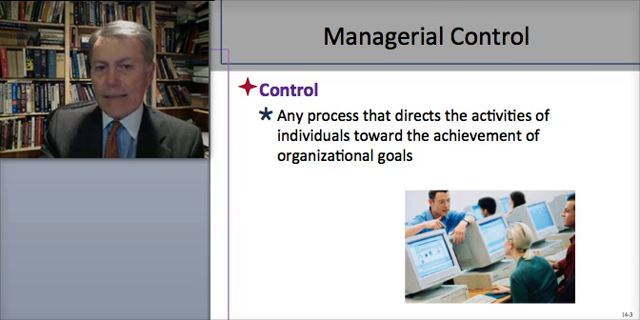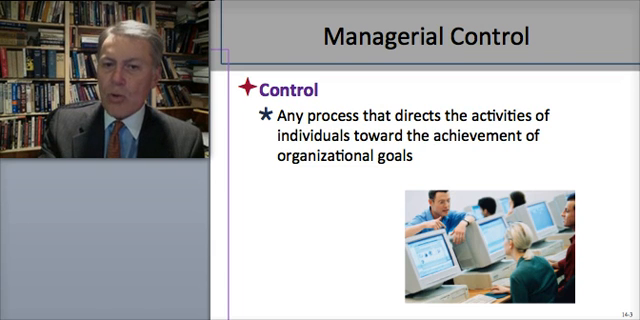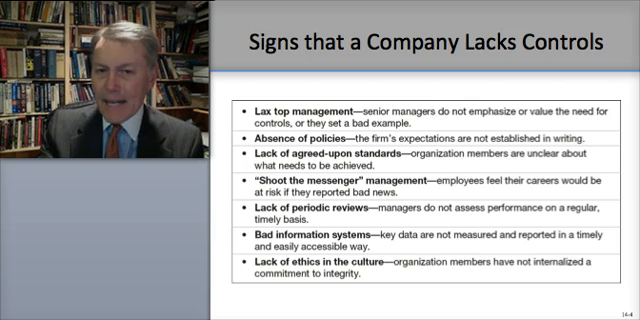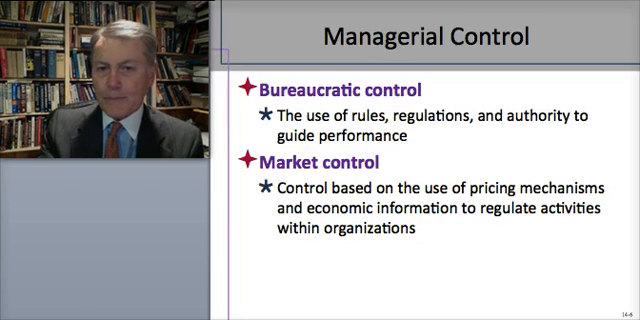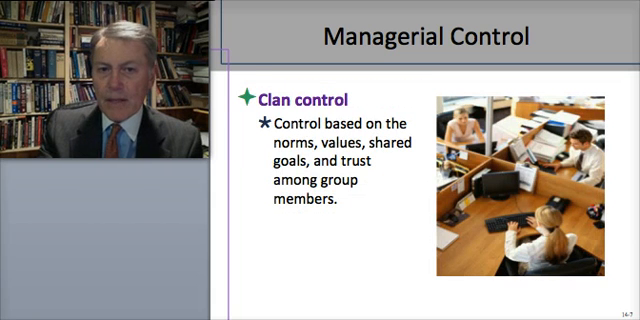Managerial control is any process that directs the activities of individuals toward the achievement of organizational goals. Signs that a company lacks controls. Let's look at the control process. Figure 14.1. Managerial control. Bureaucratic control is the use of rules, regulations, and authority to guide performance. Market control is control based on the use of pricing mechanisms and economic information to regulate activities within organizations. Clan control, CLAN, is control based on the norms, values, and shared goals and trust among group members.